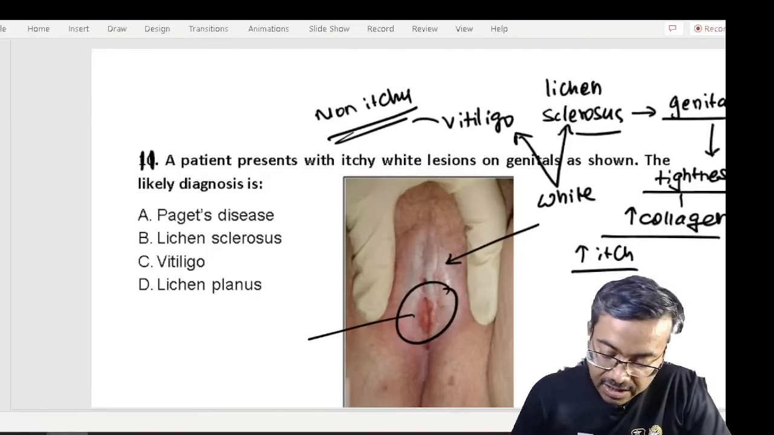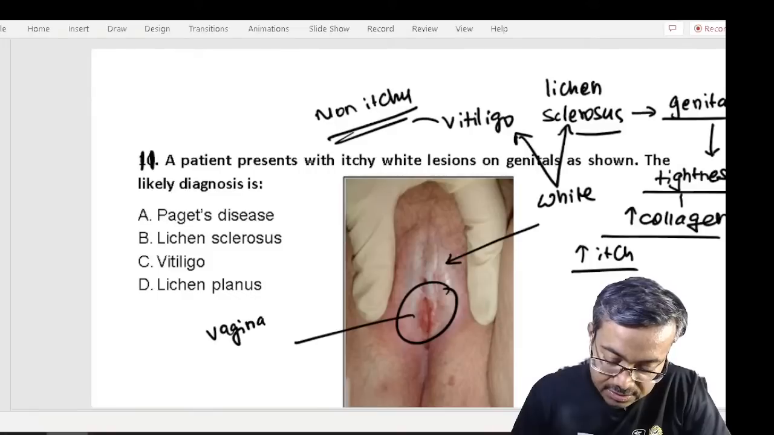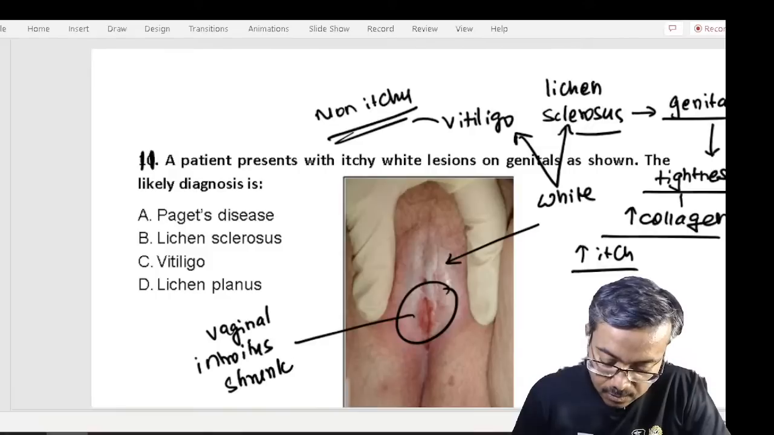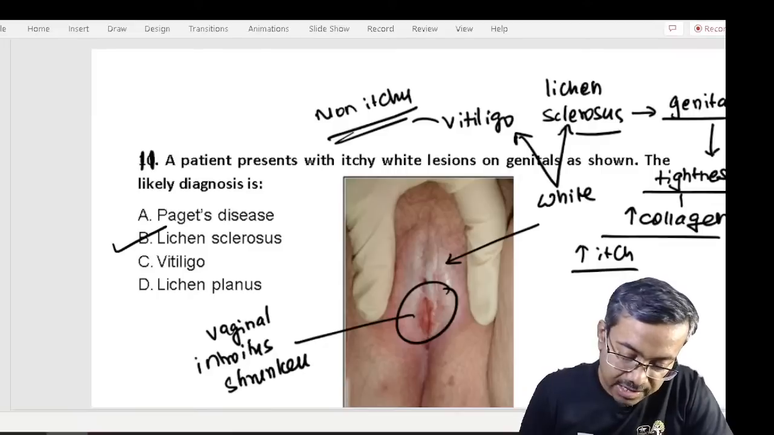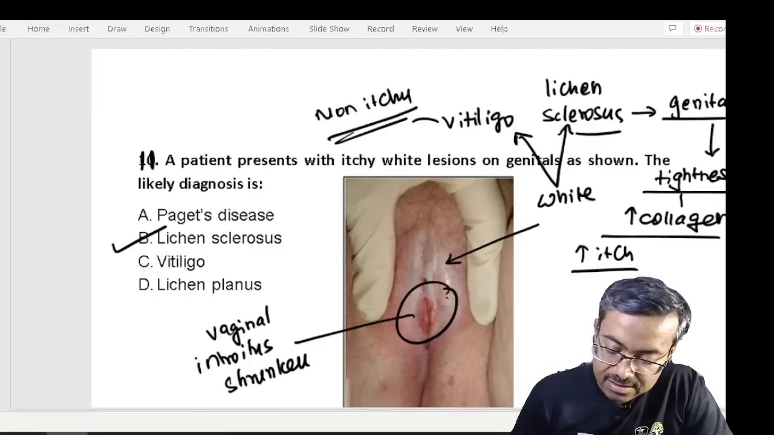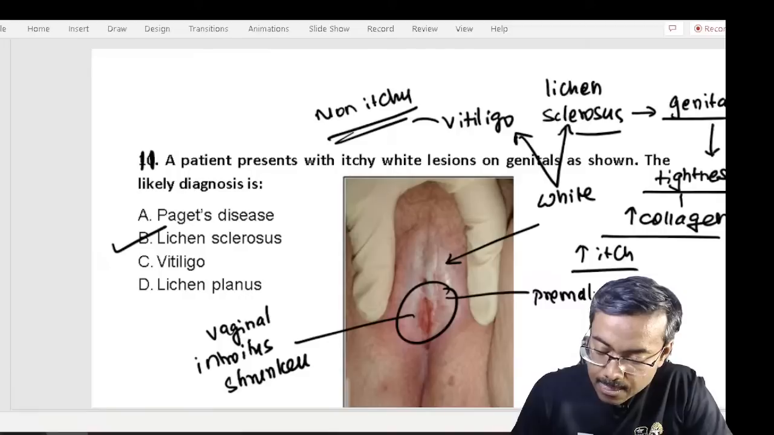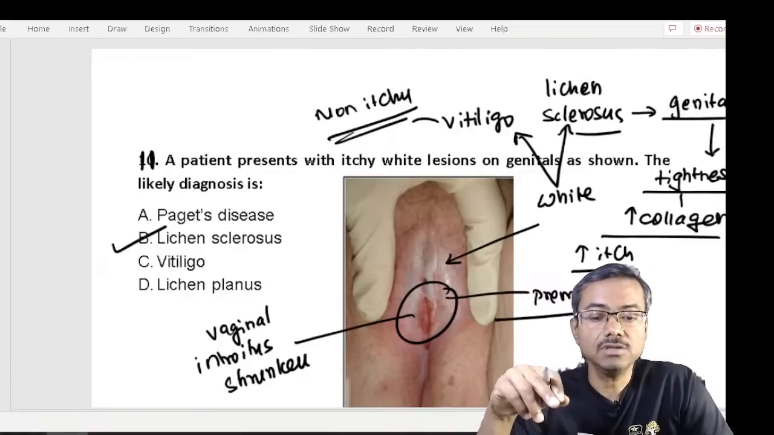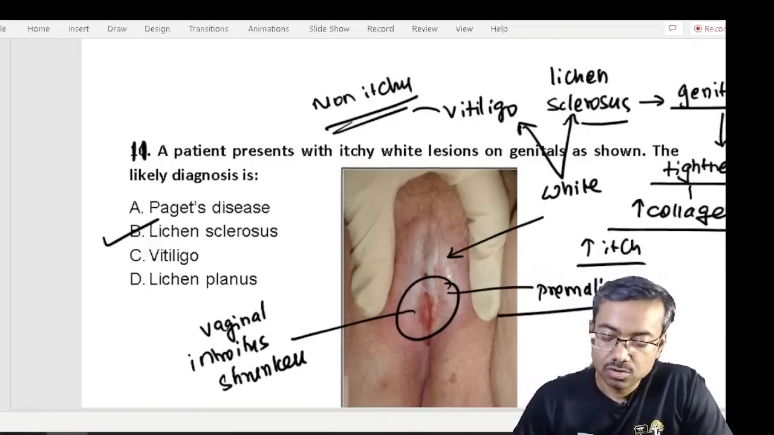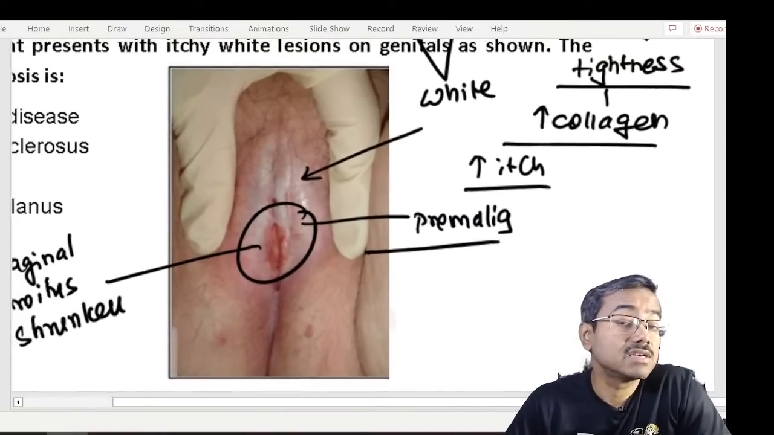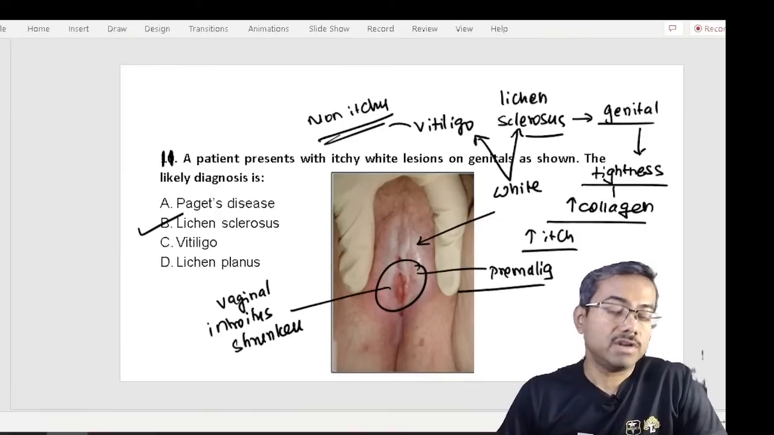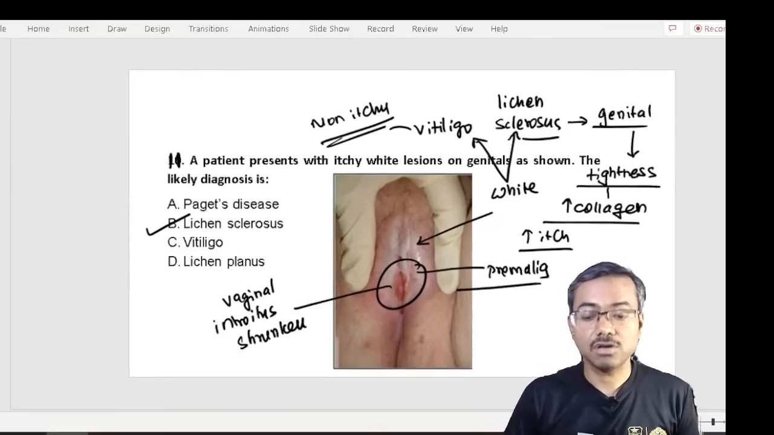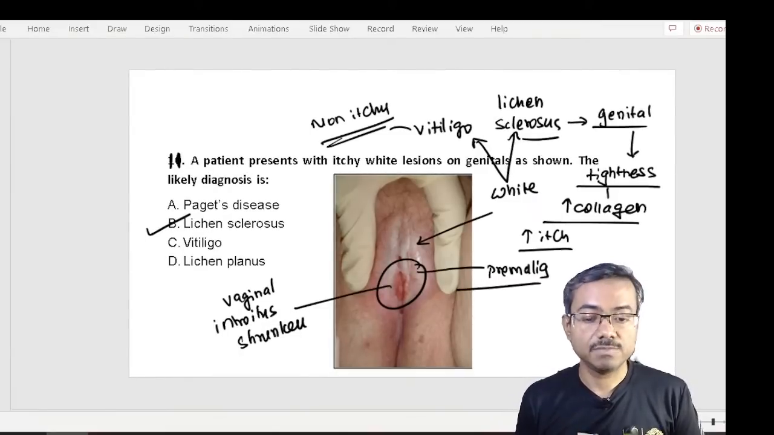Plus, because the skin is tight, the vaginal introitus is going to be shrunken, so sexual activity is going to be very difficult. So this is lichen sclerosus, not vitiligo, and this is a pre-malignant condition. We have to take care that this doesn't become a squamous cell cancer. So that is lichen sclerosus, a different disease than vitiligo. You don't want to confuse that, because itch is your clue in this particular question.